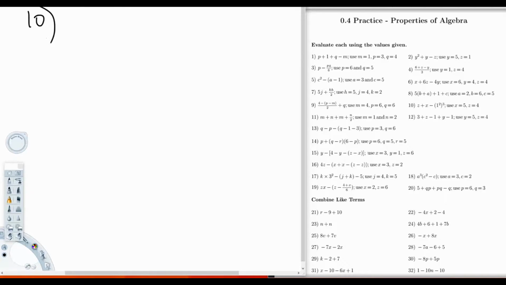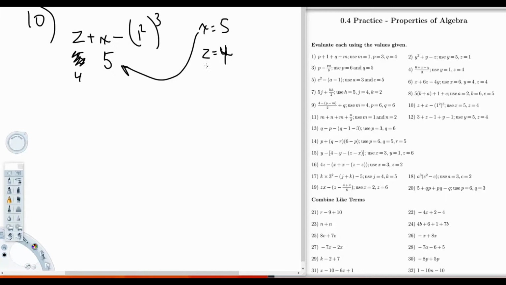Moving along, number 10. Oh, that's a killer. 7 plus x minus 1 squared, 3. X equals 5, z equals 4. So first thing we do is, they're giving us information, we got to plug it in, right? So we're going to put a 5 here and a 4 here and a 5 there, right? X goes here, z goes there. Let's rewrite this. 4 plus 5 minus 1 squared, 3.